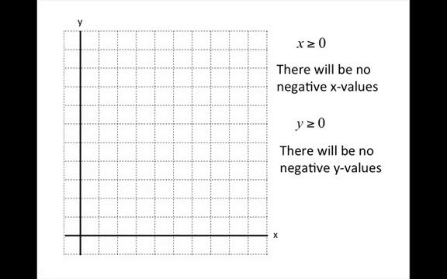So I always begin with my constraints, the x and y are greater than or equal to 0. This tells me I'm limited to quadrant 1 because there will be no negative x values and no negative y values. So shade or mark out all other quadrants.